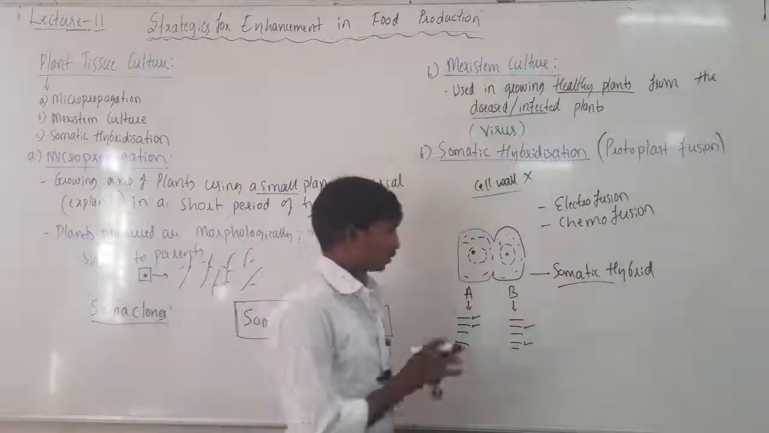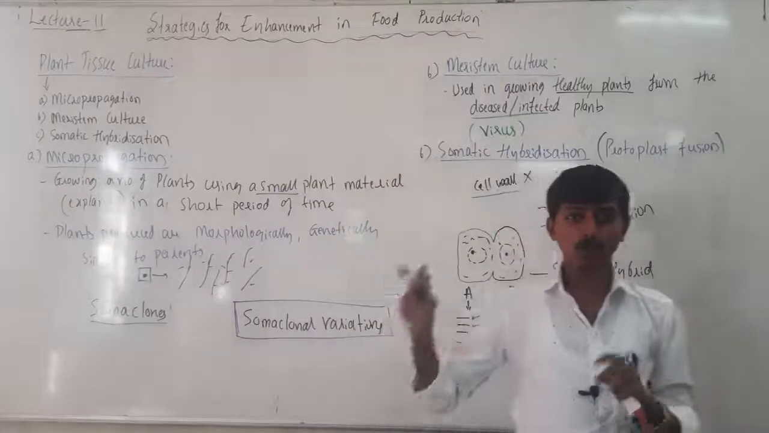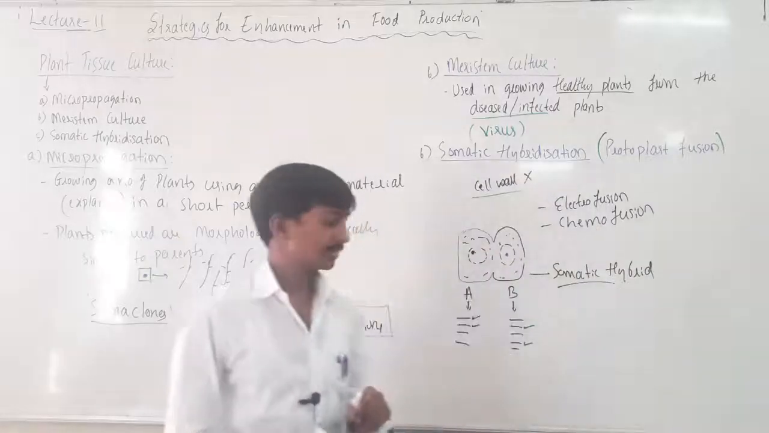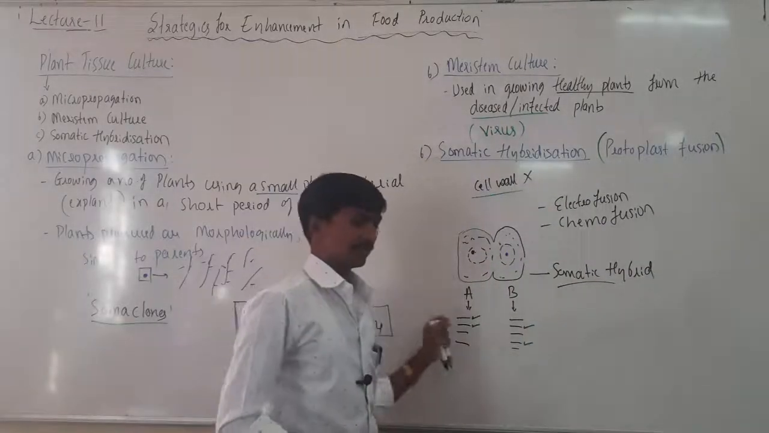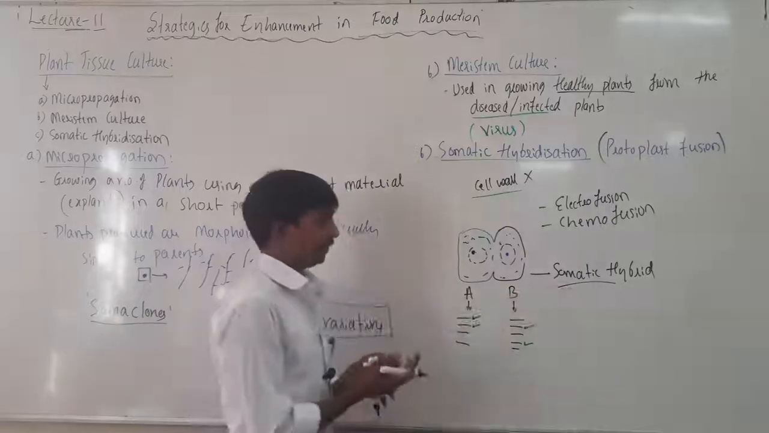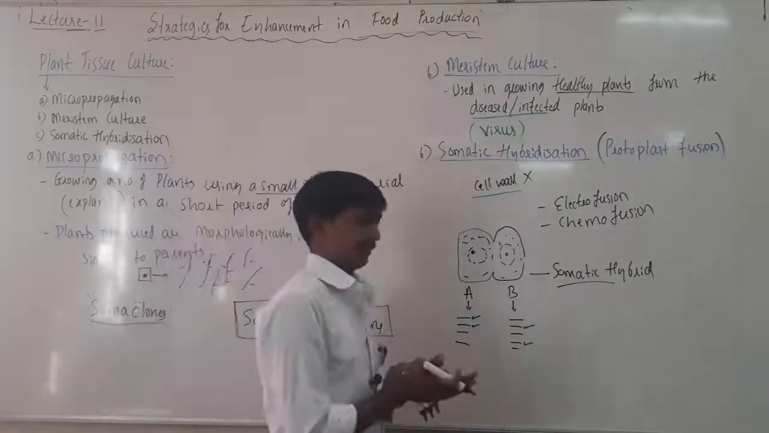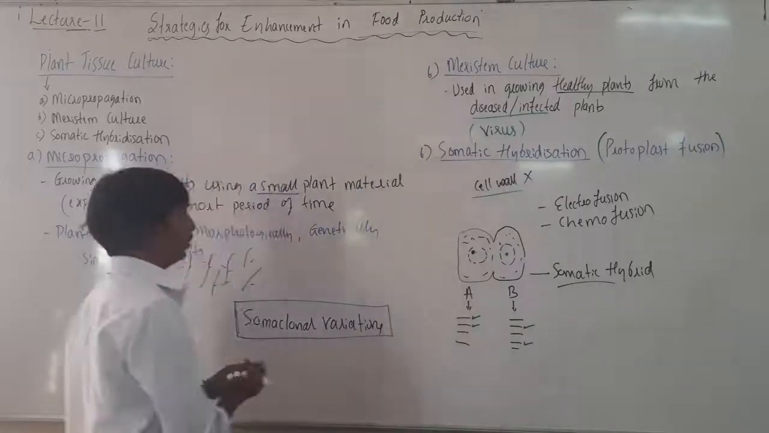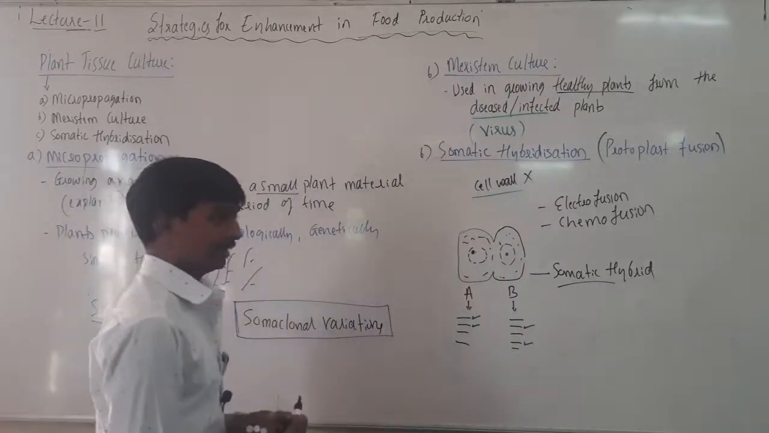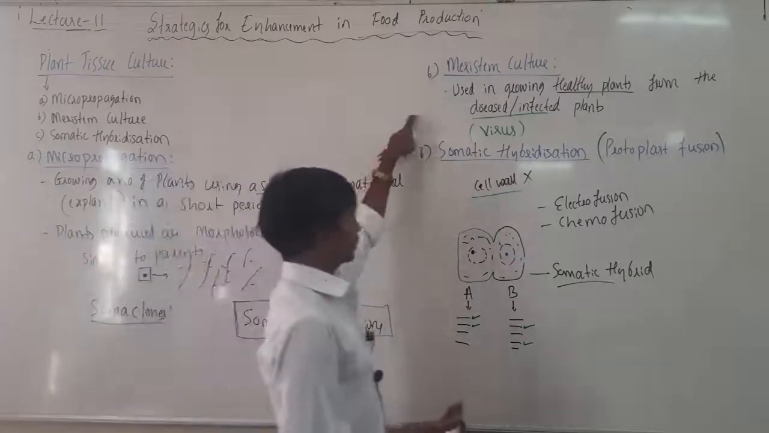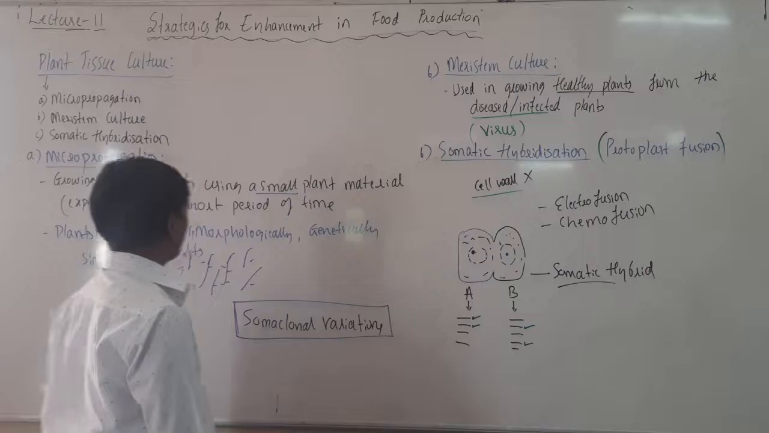So combining the protoplasts of two different plant cells which have desirable characteristics gives the somatic hybrid, and the technique is called somatic hybridization. And this is how plant tissue culture is done, using first micropropagation, second meristem culture, and somatic hybridization.